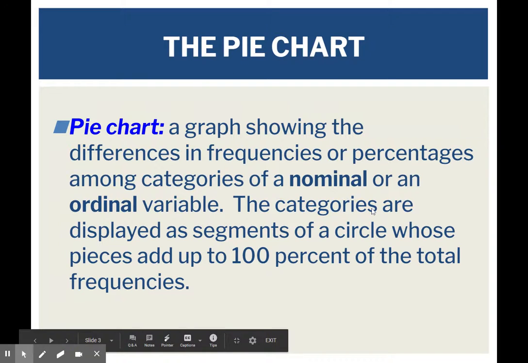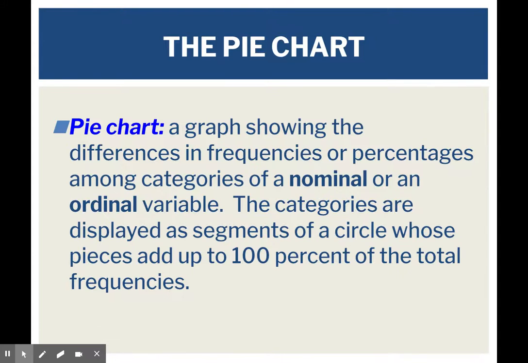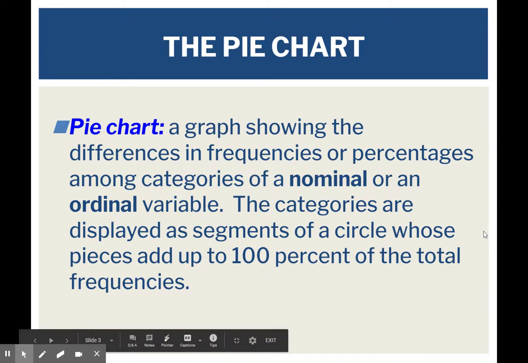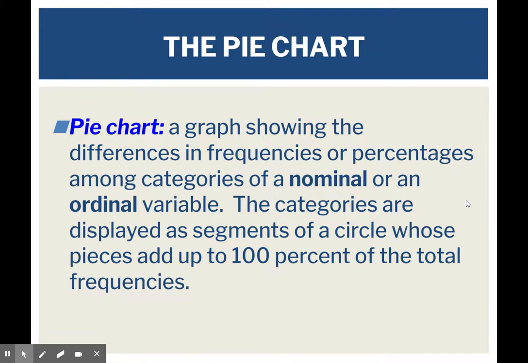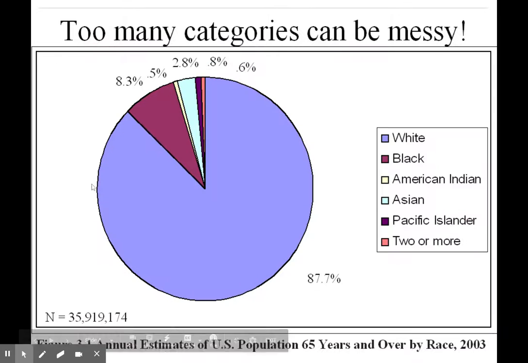So first of all, we have a pie chart. A pie chart is a graph that shows the differences in frequencies or percentages among categories of a nominal or an ordinal variable. The categories are displayed as segments of a circle whose pieces add up to 100% of the total frequencies. This is important. A lot of times that's where folks will go wrong when it comes to pie charts, is that their pieces don't add up to 100%, or that they are not representational of the actual percentage.